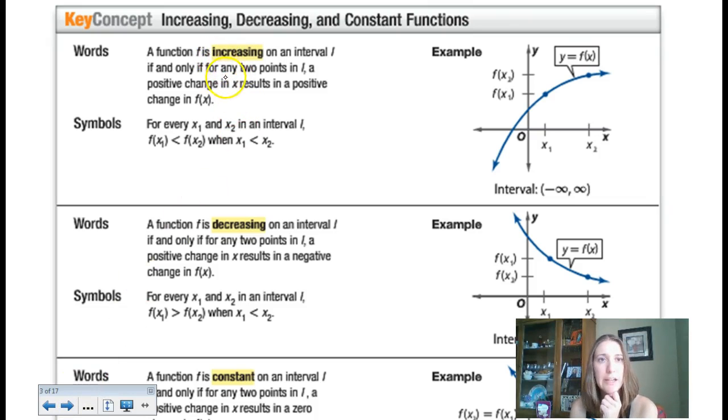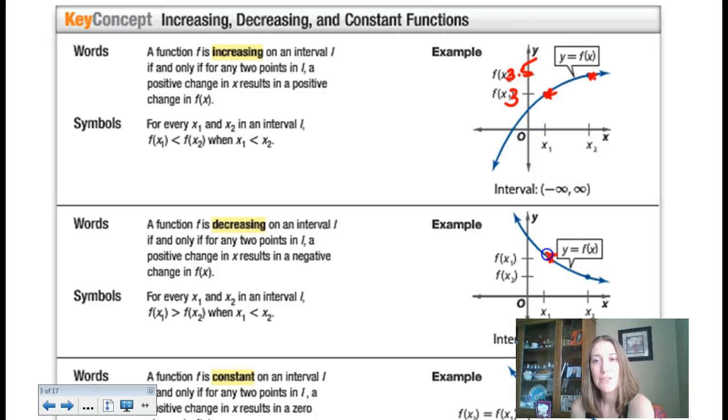So increasing on an interval means that any two points result in a positive change. This is a very weird way of saying it's going up. So if you start here and then you figure out this point right here and you figure out the y values, like this y value, let's say it's 3, and then this y value, let's say it's 3.5. That went up, so it's increasing. It's a really stupid way to say it, right? Decreasing would be the opposite.